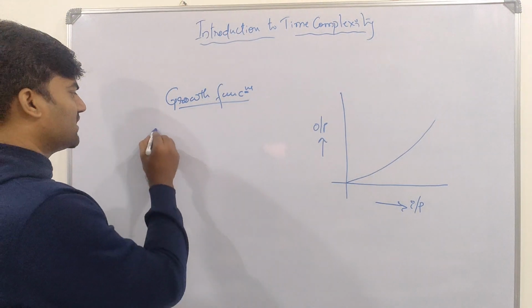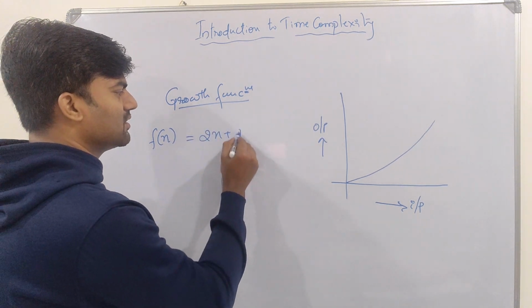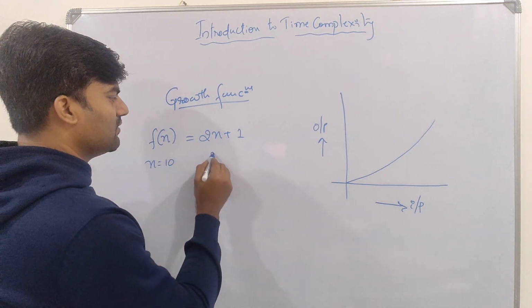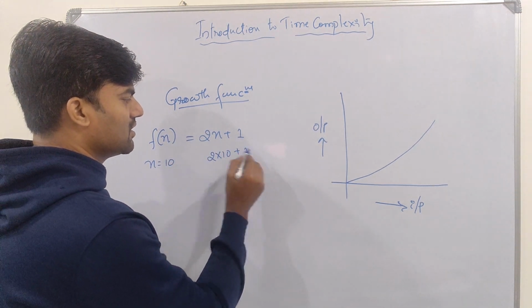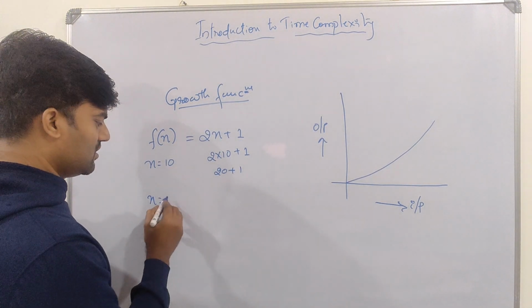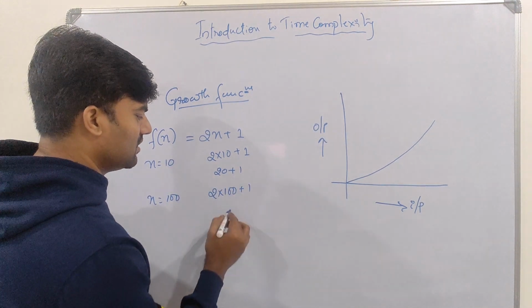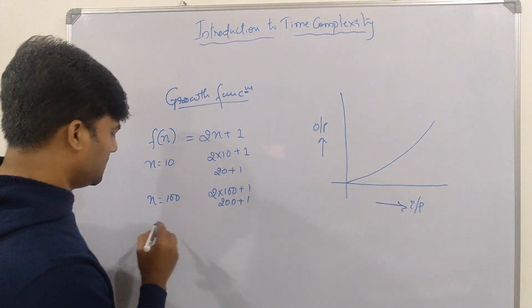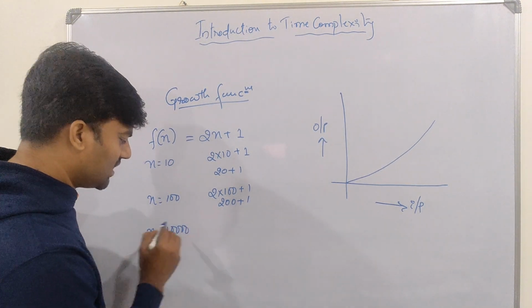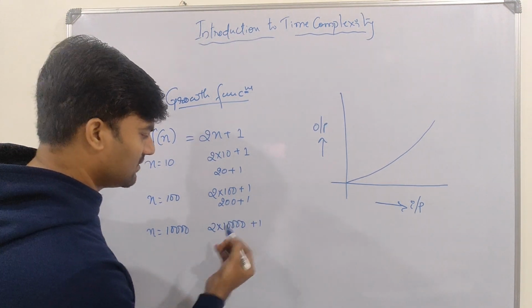Let us take a small example. Say the function f of n equals 2n plus 1. If n is equal to 10, then it will be 2 into 10 plus 1, which is 20 plus 1. Now let us take n equal to maybe 100. This will be 2 into 100 plus 1, which is 200 plus 1. Let us take a larger value of n, say n is equal to 10,000. Then it is 2 into 10,000 plus 1.